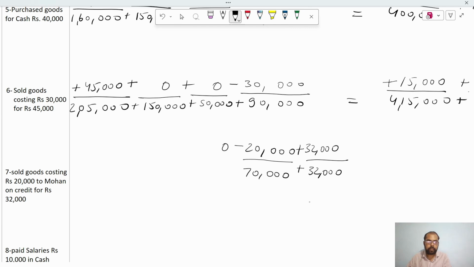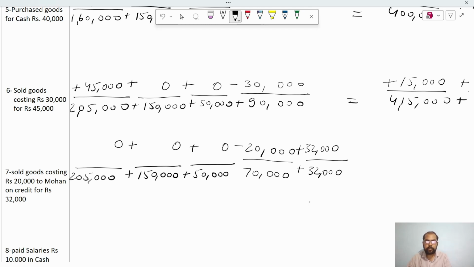The remaining assets are not changing at all. Okay, they remain same. 2,05,000 plus 1,50,000 bank balance, 50,000 furniture, 70,000 for stock because the stock costing 20,000 has been sold, and the new asset has been created in the form of debtor, that is 32,000. Now in the debtor, if you can see, the profit is included. Okay, the stock costed rupees 20,000 and it was sold for 32,000.